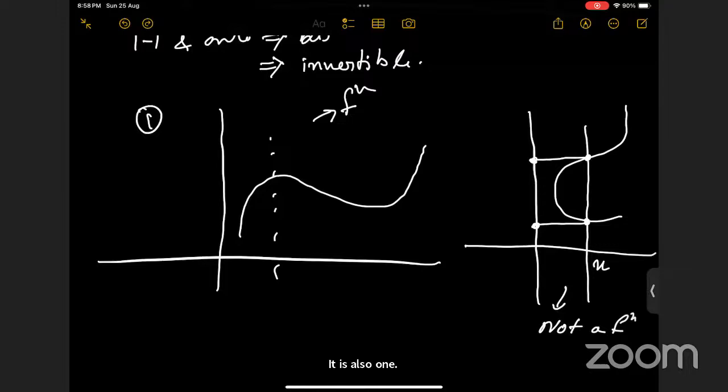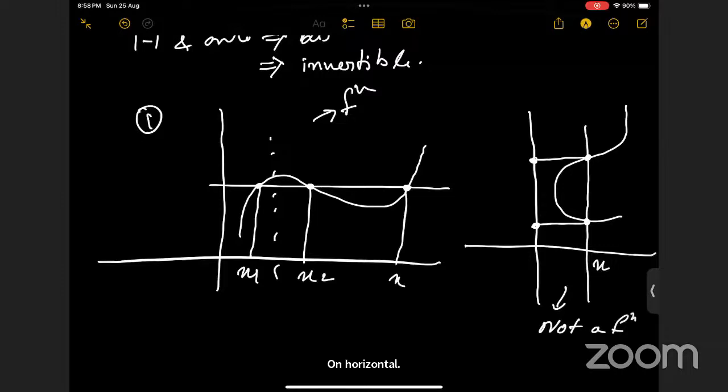It's not 1, 1 because two values are coming on the horizontal line. There are 3 elements here: x1, x2, and x3, for which the images are the same, right? Yes, it is not 1, 1, ma'am. Horizontal test fails. So this is not 1, 1.